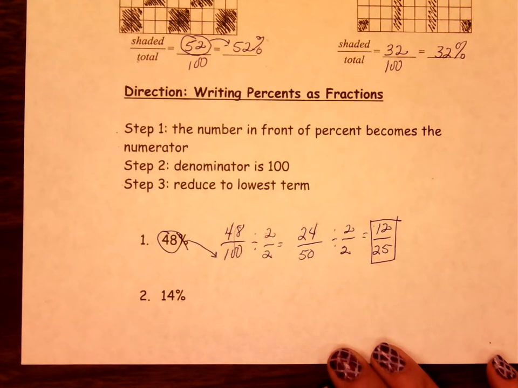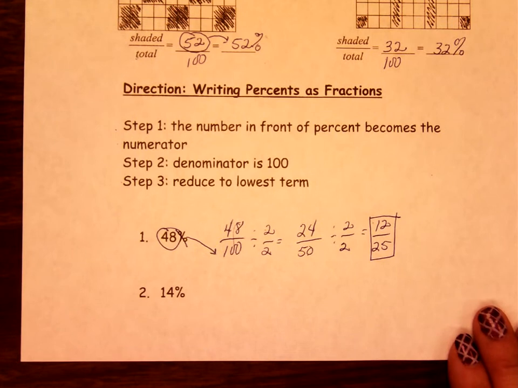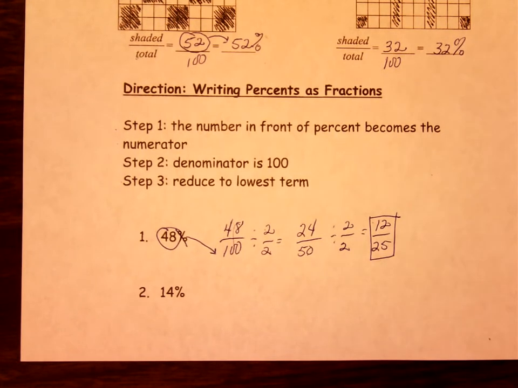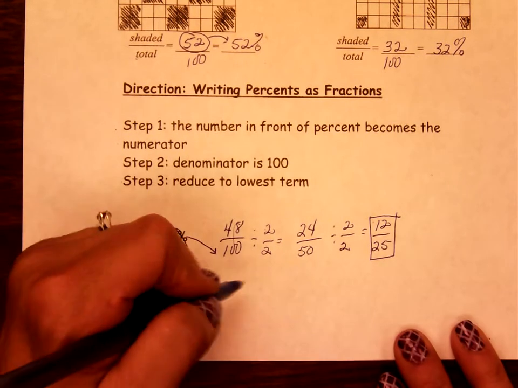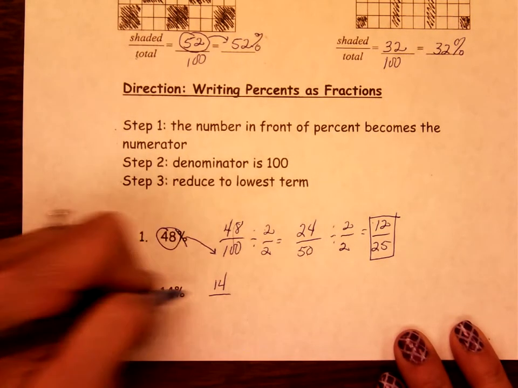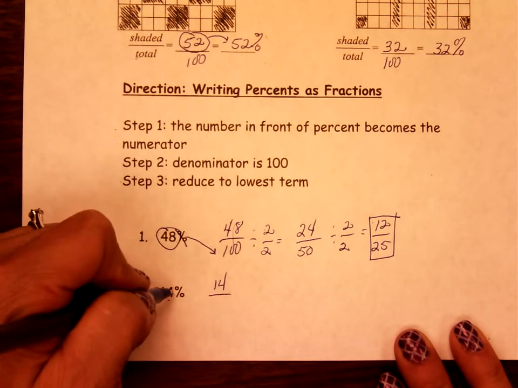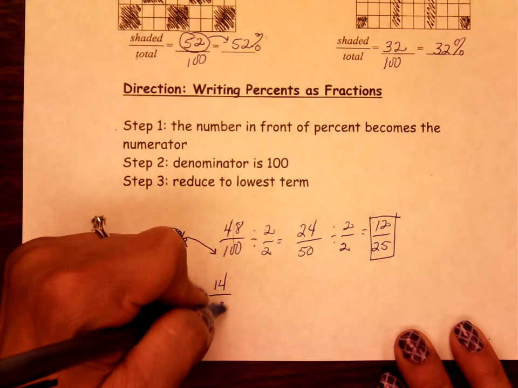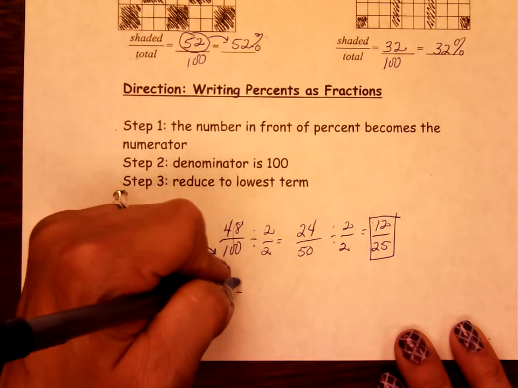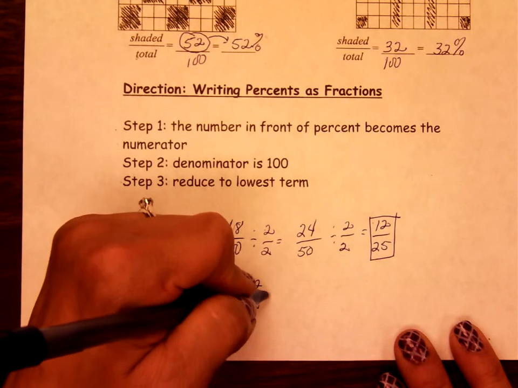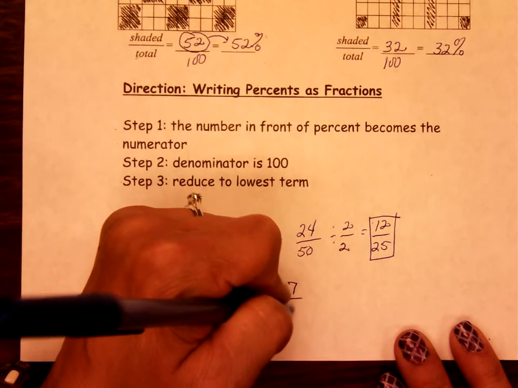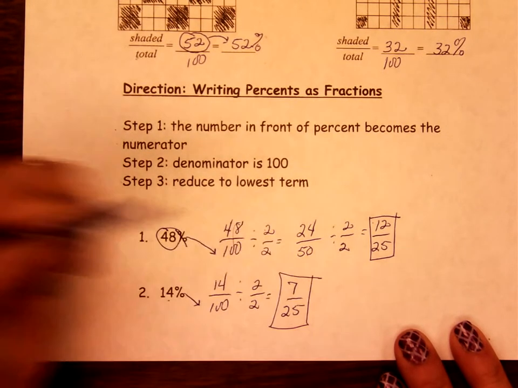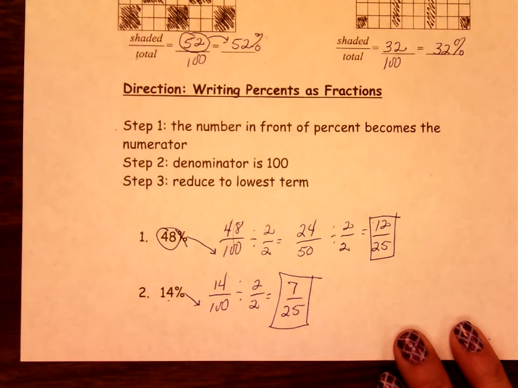Go ahead and try number 2 on your own, and when you're ready, you can push play. So you should have gotten 14 because that's your number in front of the percent, and because it's a percent, the denominator is 100. Reduce top and bottom by 2, and you get 7 over 25, and that's reduced to its lowest terms.